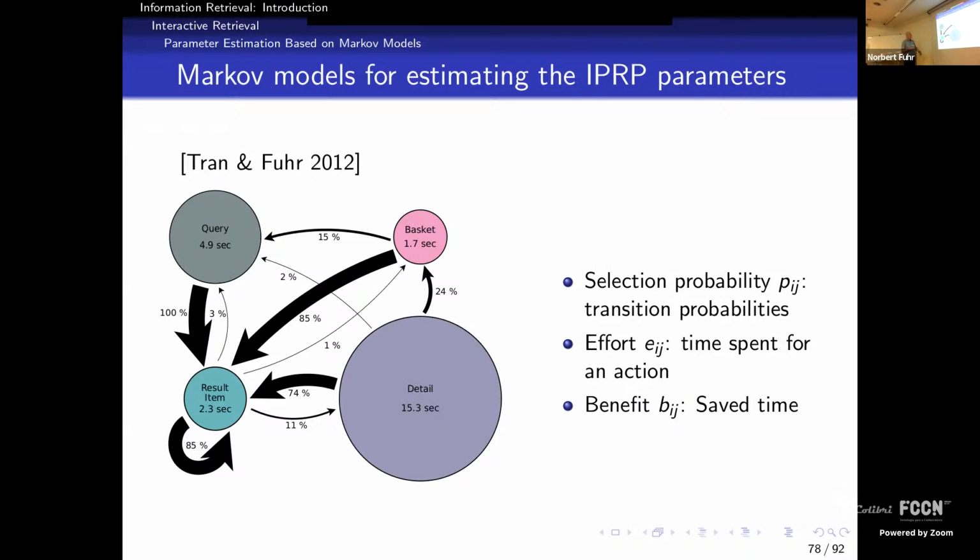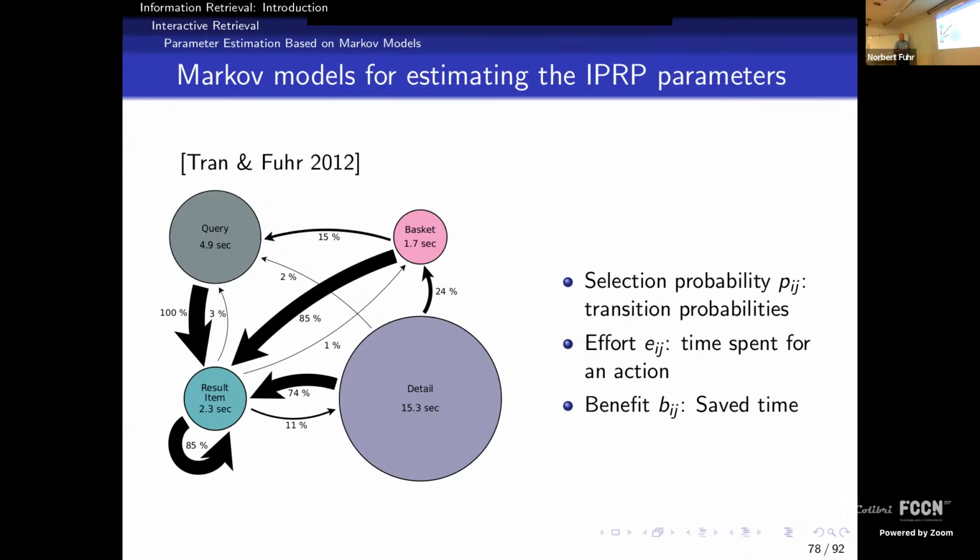So after a query, in 100% of the cases, the user goes to the result item. Then in 85% the user just goes on to the next result item. So that's what we got from the eye tracking data. In 11%, the user then clicks on the result item and goes to document details. And in 24%, the user finds this document relevant. The other 75% not relevant or so. And then the user went back to the next result item, or in some cases formulated a new query.